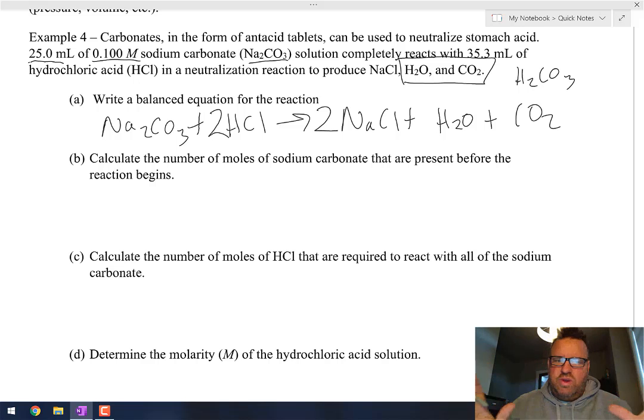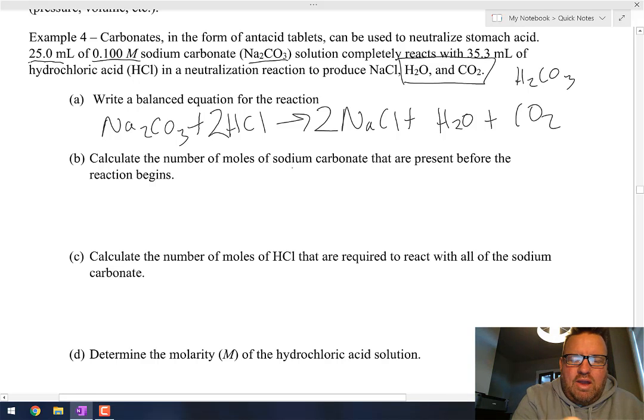So this isn't a stoichiometry problem. They're only talking about sodium carbonate. They're not giving us information about one thing and then asking us about something else. Okay, so calculate the number of moles of sodium carbonate. Well, they give us the concentration, which is molarity, which is moles over liters. So that's 0.100 moles over liters. And then we're going to multiply that by the volume.